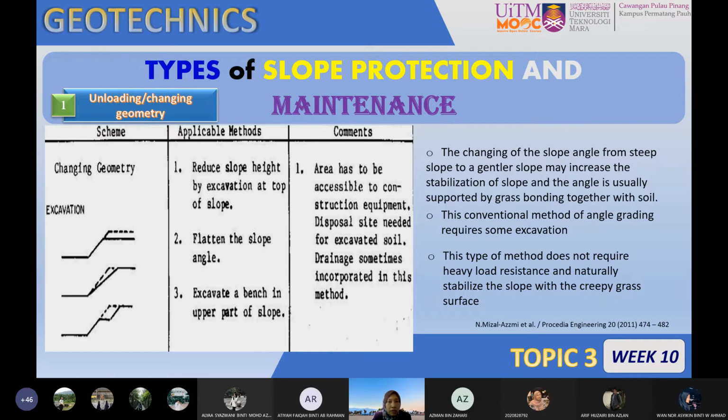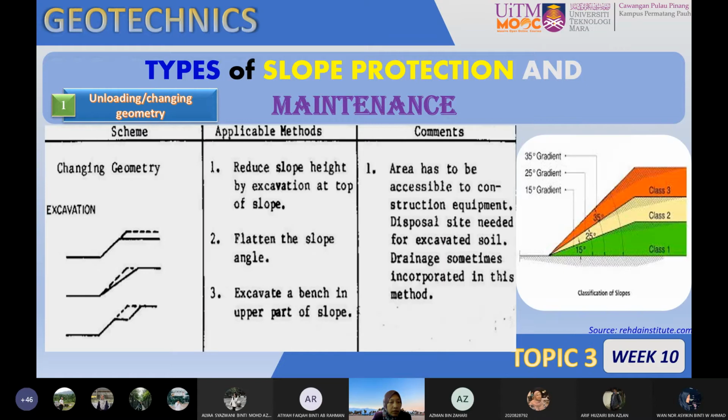The most important part when you look at the previous slide is that it suggests the slope angle, the gradient of the slope, from case 1, case 2, and also case 3. So when we change the geometry, you can go from a steep slope to a flattened slope by using these suggested angles. Case 1 is around 15 gradients, then case 2 you can deal with a 25 gradient, and the last one is a 35 gradient.